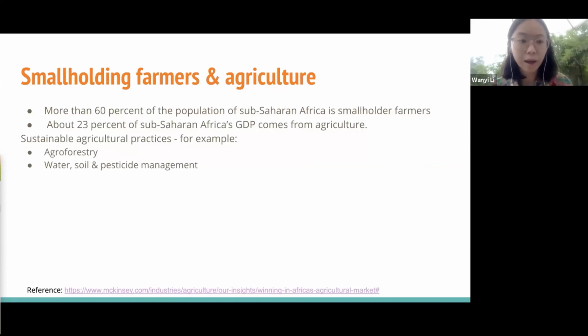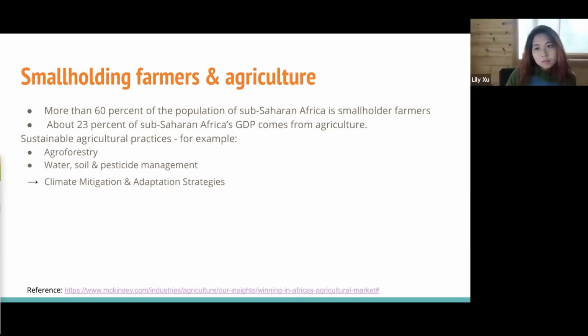It's worth noting that a lot of these sustainable agricultural practices deal with climate change in two ways. One, they are mitigation strategies, and second, they are adaptation strategies. When I say mitigation, we mean that this will help to combat climate change by reducing the greenhouse gases emitted into the atmosphere by land use, including agriculture. And the second thing is that they're adaptation strategies because they help farmers better adapt to a warmer climate.